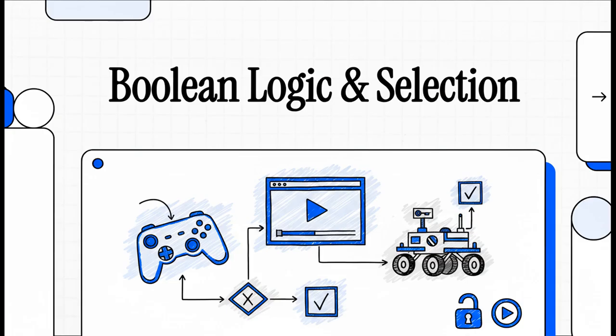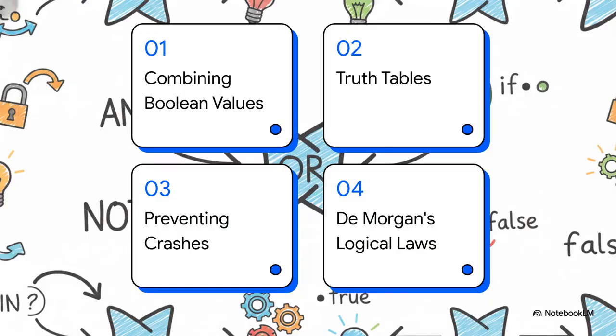Seriously, today we're going to master the flow of software by figuring out exactly how those true or false questions combine to create some really incredible logic. So let's just dive right into this. Here's a quick roadmap of what we're covering. We'll start with combining Boolean values, then map things out using truth tables. After that, we'll look at preventing crashes with something called short-circuiting. And finally, we'll wrap up with De Morgan's logical laws.